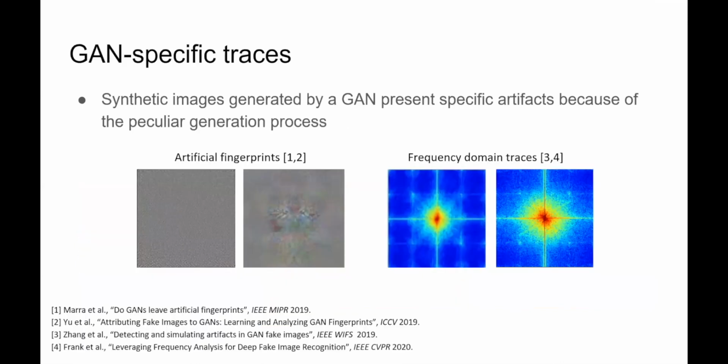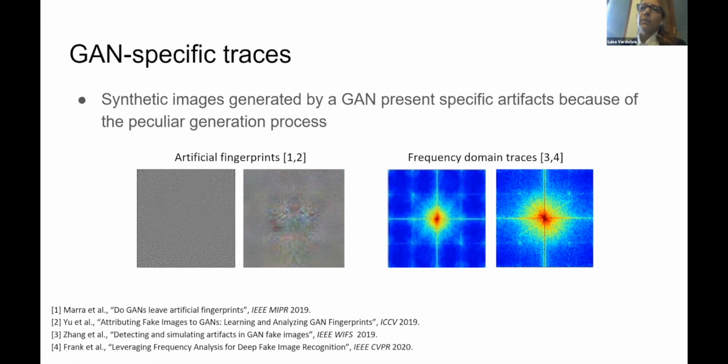Also there are, as I said, some hidden artifacts, some traces that are related in particular to the generation process of a generative adversarial network, and that can be properly extracted from the image. I will show to you this concept of artificial fingerprints that can also be highlighted in the frequency domain. There are recent works that try to highlight this artifact, which is actually related to the upsampling process present in a generative adversarial network. And you can see these strong peaks in the Fourier spectrum of the image.